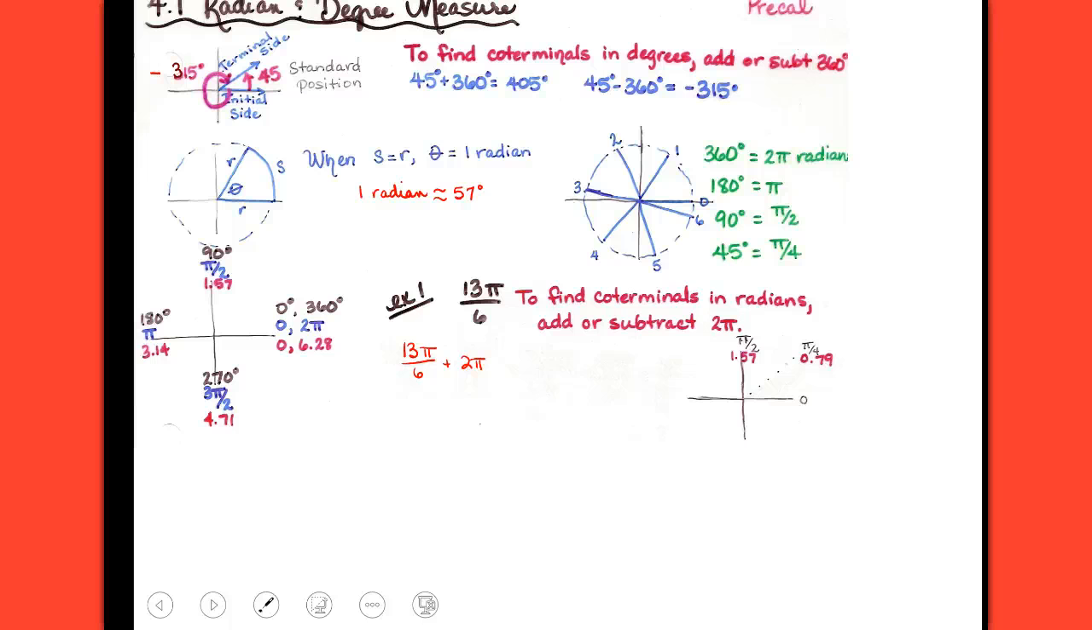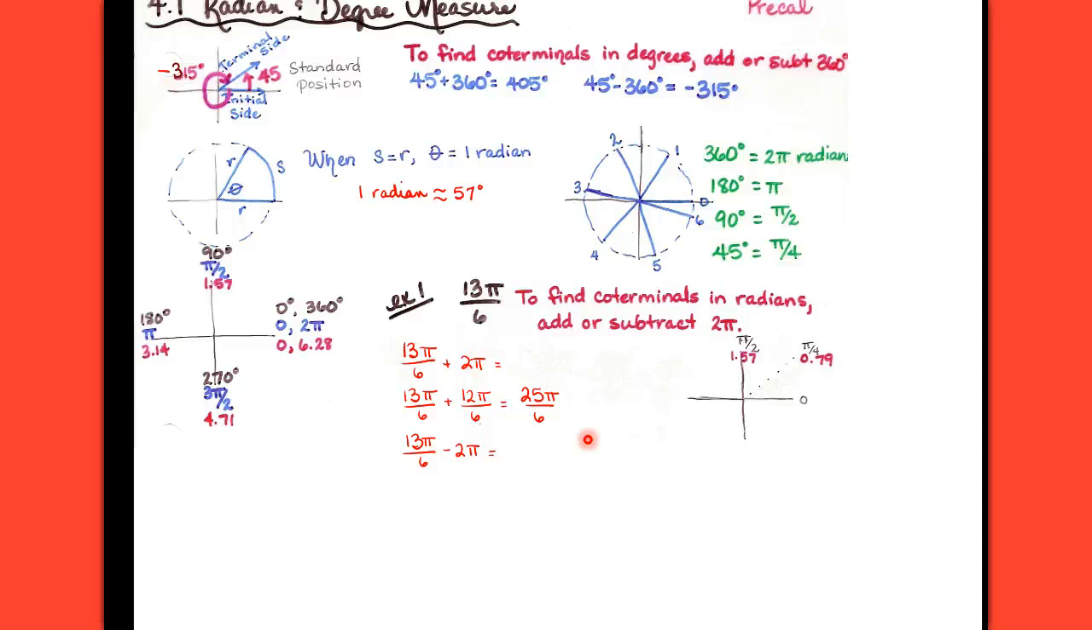Now, if I add 2 pi, I need a common denominator, right? This is 2 pi over 1, and this has a denominator of 6. So let's get a common denominator of 6. That means that I'll multiply 2 pi over 1 by 6 over 6. So 2 pi times 6 is 12 pi, and 1 times 6 is 6. And now I've got a common denominator that I can combine. So, of course, with fractions, we combine the numerators, but we keep the denominator the same. So 25 pi over 6 would be a coterminal for 13 pi over 6. Not really seeing how that helped me. That kind of looks worse than the one I started with.